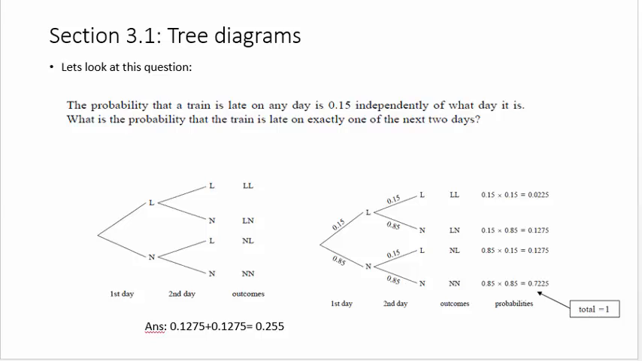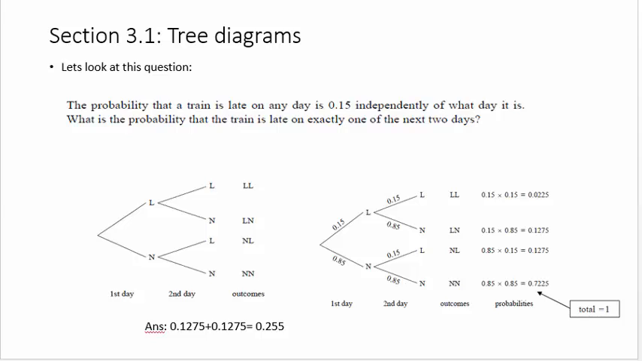So now we'll start chapter 3, tree diagrams. So let's look at this problem. Given is the probability of a train being late, which is independent of the days on which it's coming. The question is: what is the probability that the train is late on exactly one of the next 2 days? This question can be easily solved using the given tree diagram.